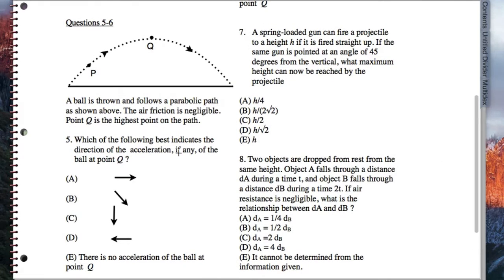Ooh. Question 4. A ball is thrown on a parabolic path is shown. The air friction is negligible. So what is the acceleration of point Q? Believe it or not, it's straight down.